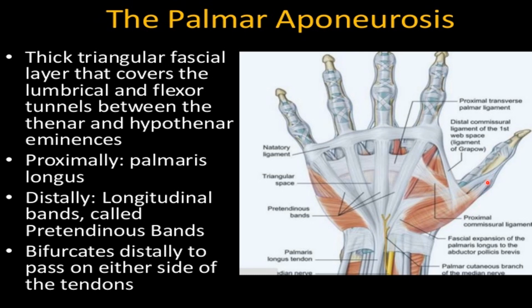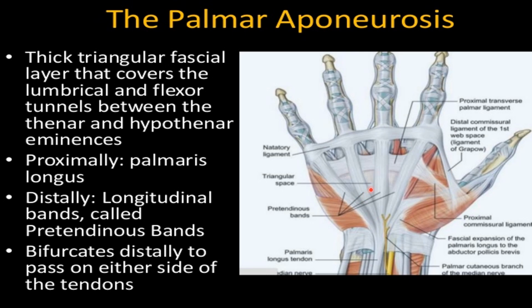So this is the thumb and this is the radial side and this is the medial side. So at the base of the thumb, this fleshy part is the thenar eminence, and this palmar aponeurosis is thin over the thenar eminence, and it is also thin over the hypothenar eminence, and at the base of the little finger, this is the hypothenar eminence.